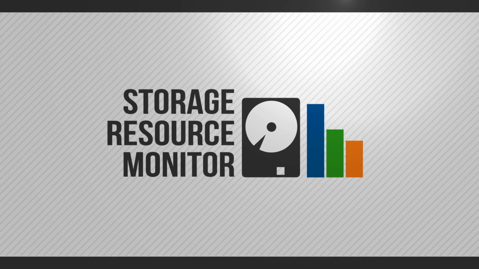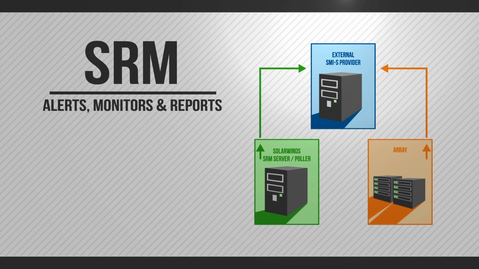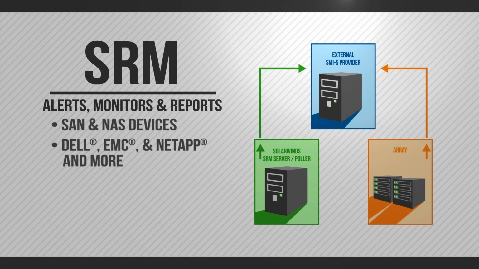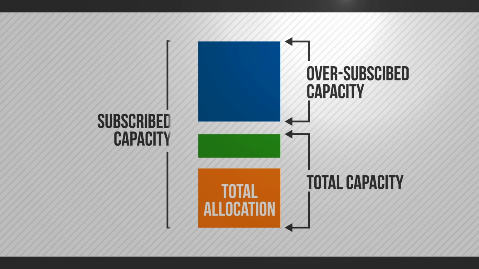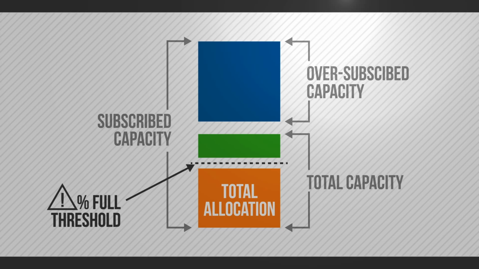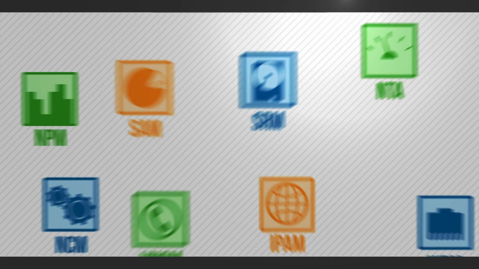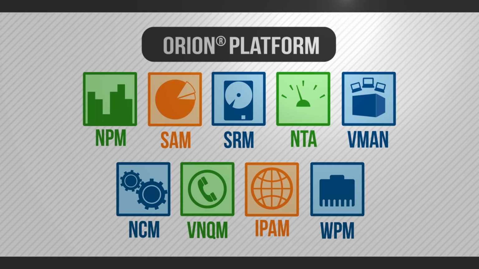SolarWinds Storage Resource Monitor alerts, monitors, and reports on SAN and NAS devices from vendors like Dell, EMC, and NetApp, to name a few. SRM helps you to manage and troubleshoot storage performance and capacity problems. SRM is built on the SolarWinds Orion platform and runs side-by-side with other SolarWinds products, allowing you to easily troubleshoot storage problems across your application infrastructure.